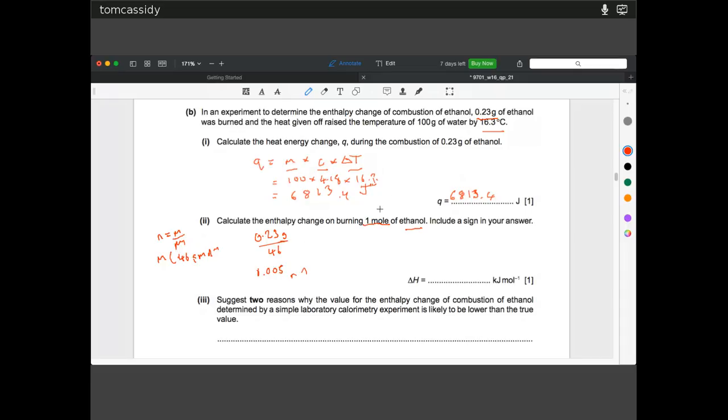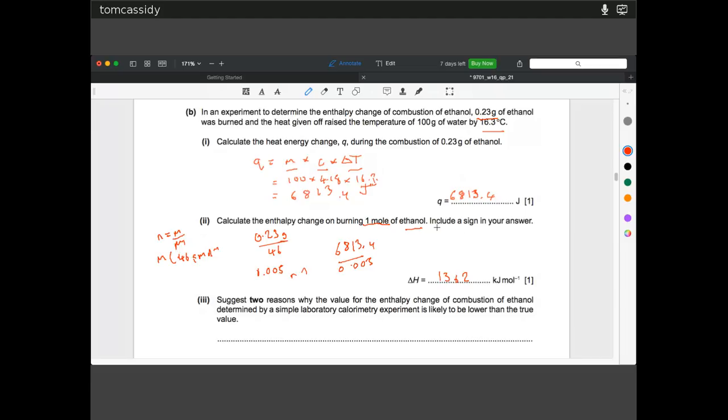But we don't want to know the amount of heat from 0.005 moles. We want to know the amount of heat that will be released if you burn 1 mole. So we've got that amount for 0.005 moles. To get the amount for 1 mole, we take 6,813.4 and divide it by 0.005 moles. What you get is a large number, and you have to divide it by 1,000 because we're moving from joules to kilojoules, and the value that you get there is 1,362 kilojoules.